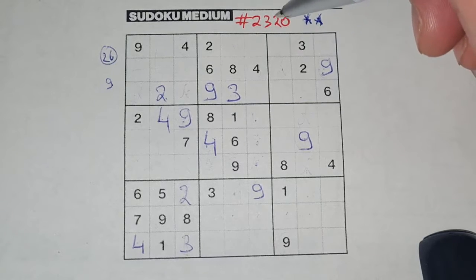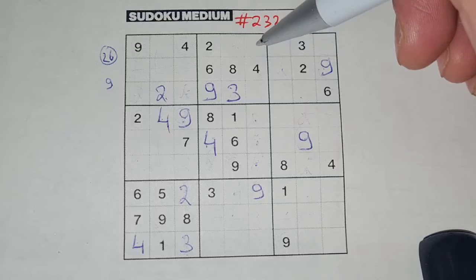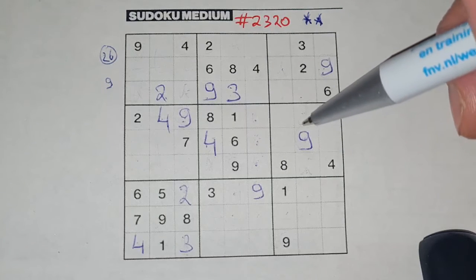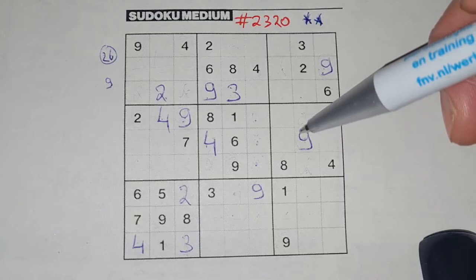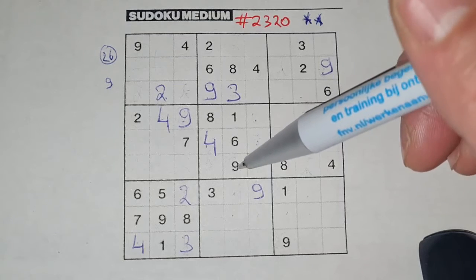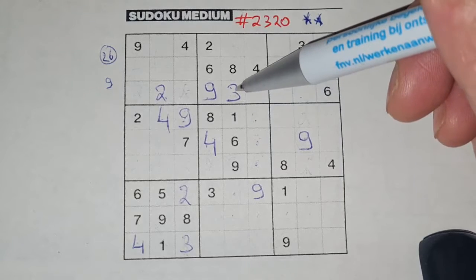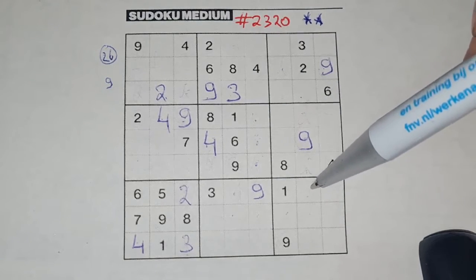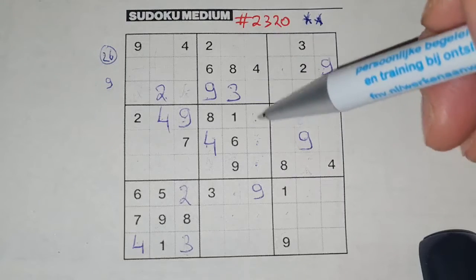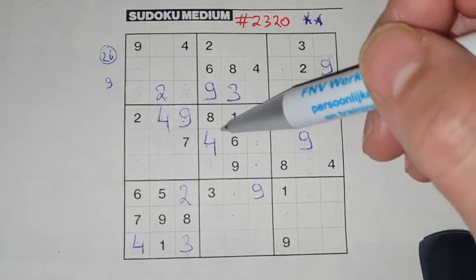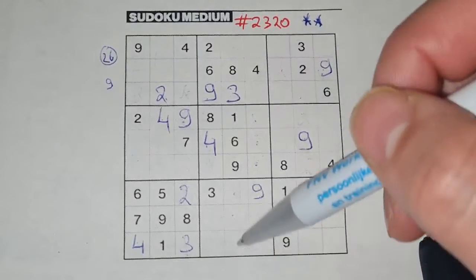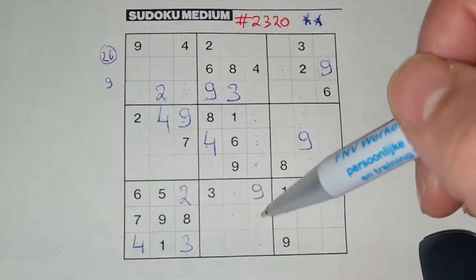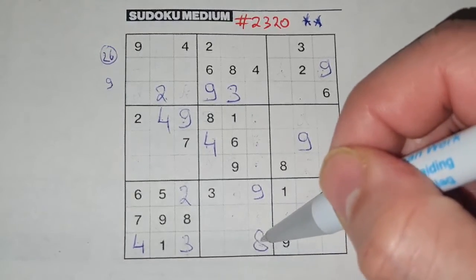Then 9, 4, 6, 5. Let me think. 9, 3, 8. 8 should be there. Alright. We have an 8 in this column. 8 in the middle column, so the column next. The only 2 places for the 8 should be here or there. We see there an 8, no 8 there. 8 should be there.